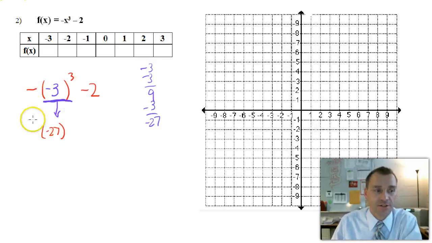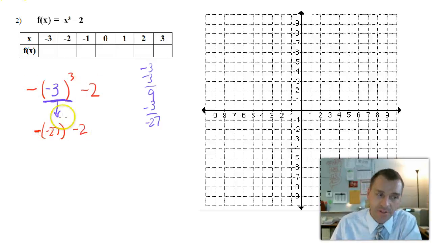Don't forget, I still have this negative outside of there, and I got this minus 2. So now, since I have nothing in parentheses and no exponents, I can do this multiplication of negative 1 to that negative. So negative and negative.